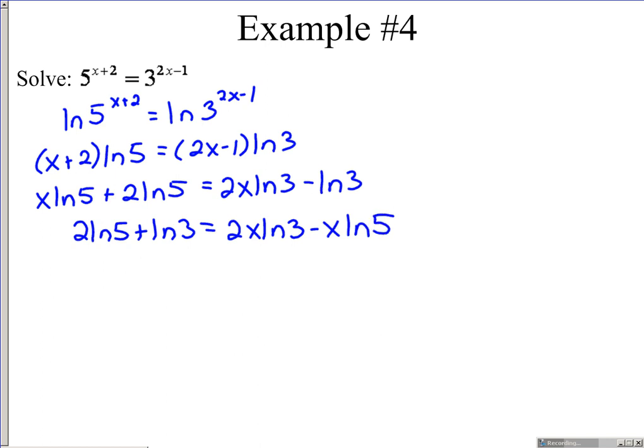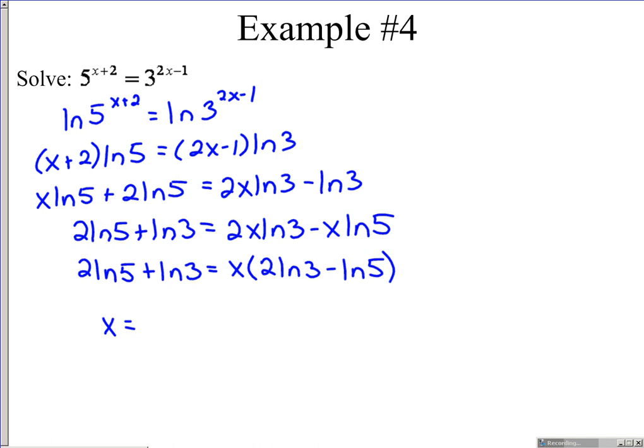Trying to solve for x. So now on that right side, we can pull an x out of everything, which leaves us with 2 natural log 3 minus natural log 5. Finish solving for x by dividing, and there's our exact solution. 2 natural log 5 plus natural log 3 divided by 2 natural log 3 minus natural log 5.